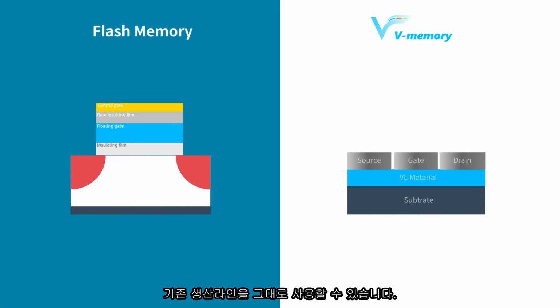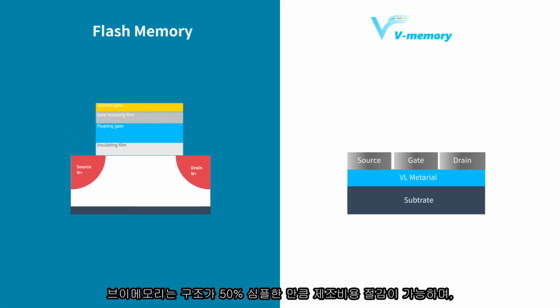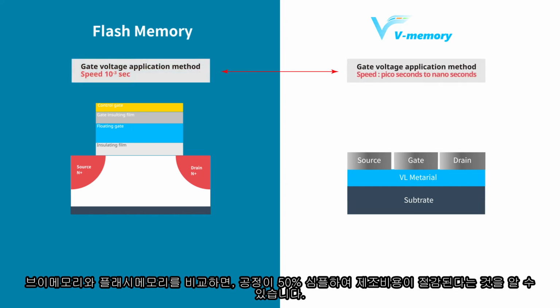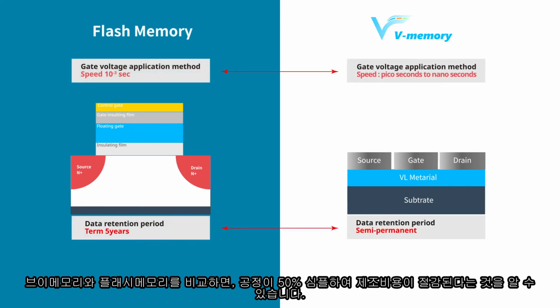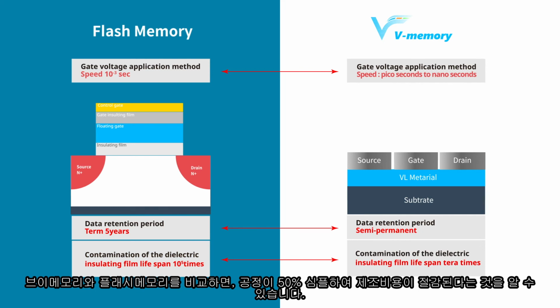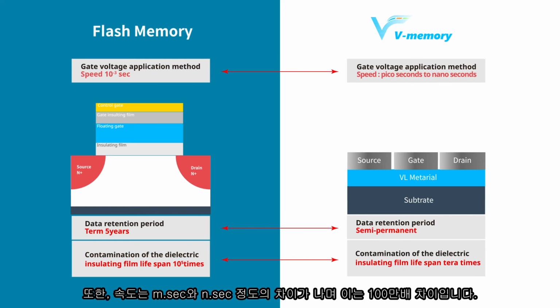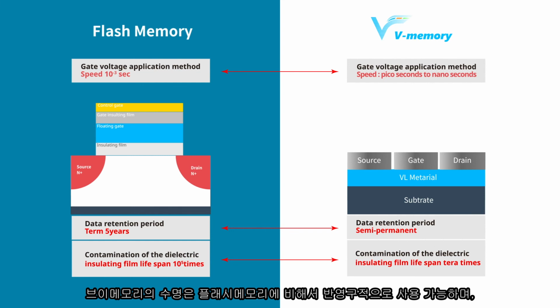Comparing V-memory with flash memory, the process is 50% simpler, reducing manufacturing costs. Also, the speed differs between milliseconds and nanoseconds, which is a million times different. The life of V-memory can be used semi-permanently compared to flash memory.